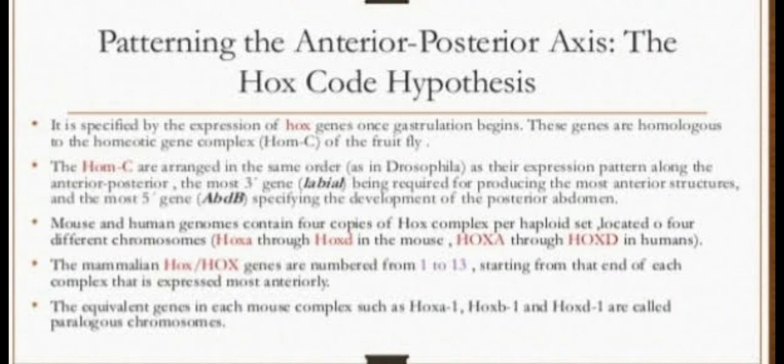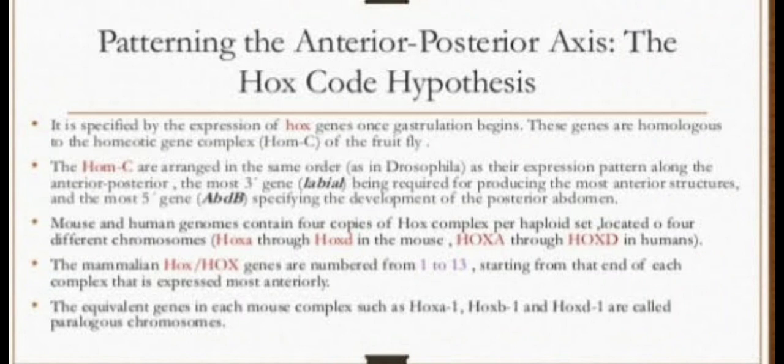Now, in continuation with the formation of the anterior and posterior axis, we see that AVE functions in the epiblast to restrict the nodal signal, thereby allowing the anterior genes to be expressed in the anterior portion of the embryo or epiblast.